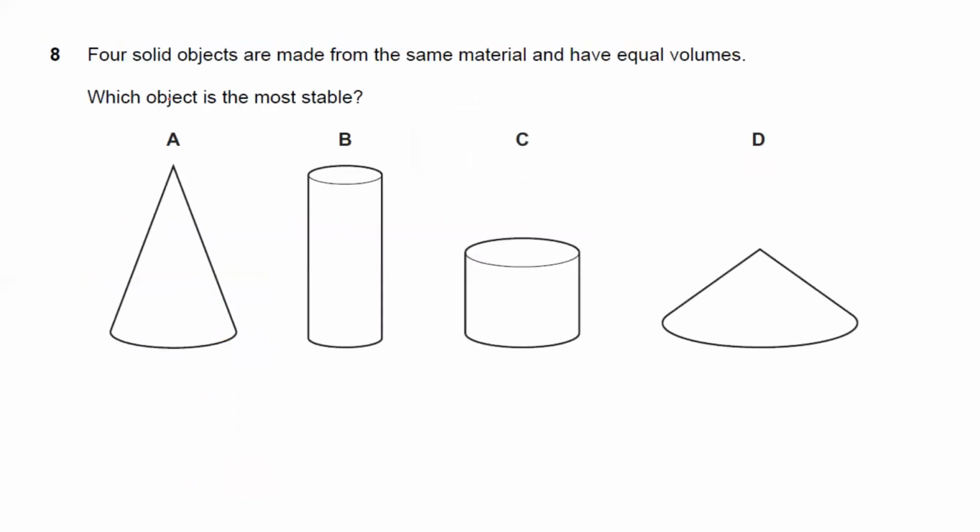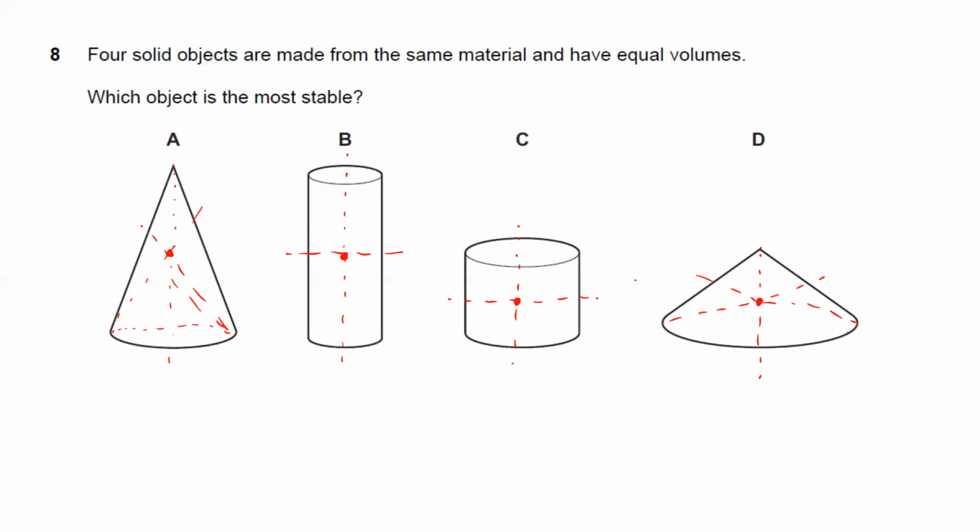Next question. It says 4 solid objects are made from the same material and have equal volumes. Which object is most stable? In order to find such objects, we first have to find the center of gravity of all these objects. If this is a circular object, some point here will be the center of gravity for this cylinder. Somewhere here will be the center of gravity for this. A line from here, a line from here. The lowest lying center of gravity will be the most stable.